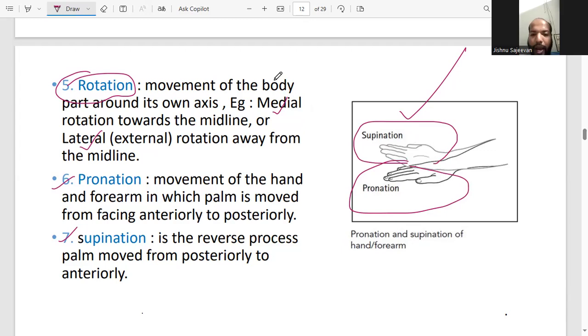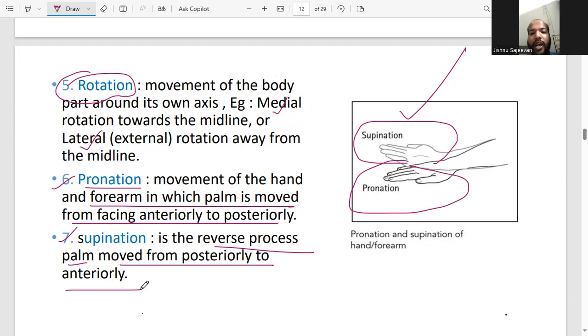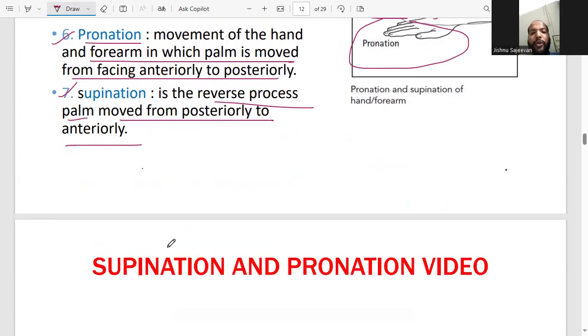In pronation, the palm is moved from facing anteriorly to posteriorly. What is pronation? For example, if you are taking a hand PA X-ray, it will be placed in prone position. Prone position means the palm of the hand will be in contact with the cassette. Supination means directly opposite to that particular position. That means the posterior aspect of the hand will be in contact with the cassette. So we will be moving on to the next topic.